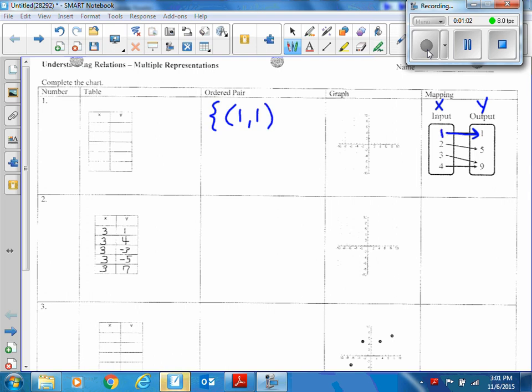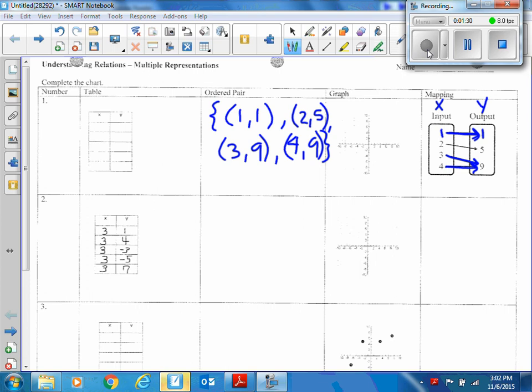We have 1 going to 1. My next one is going to be 2, 5. Then I have 3, 9. And then my last one is 4, 9. And if you notice, the 3 goes to the 9, and so does the 4, and that's okay. You can have multiple inputs going to the same output and vice versa.